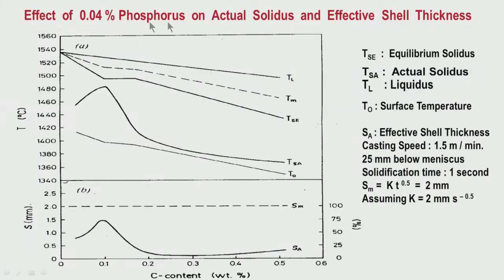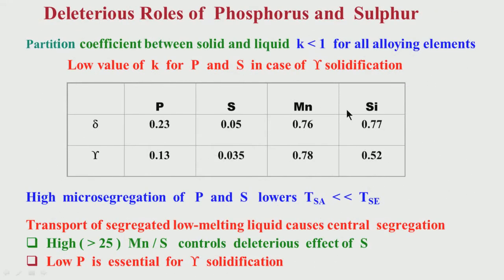We have to remember the impact of phosphorus. We had shown here that for phosphorus the values are relatively low. It is slightly higher compared to sulphur, but for sulphur, because of manganese, the deleterious effect is taken care of to a large extent. For phosphorus there is no element which can take care of it. So low phosphorus is essential, particularly for gamma solidification. Look at gamma and delta. For delta solidification, the value of small k is 0.23, but for gamma solidification it is 0.13. So it is still lower.